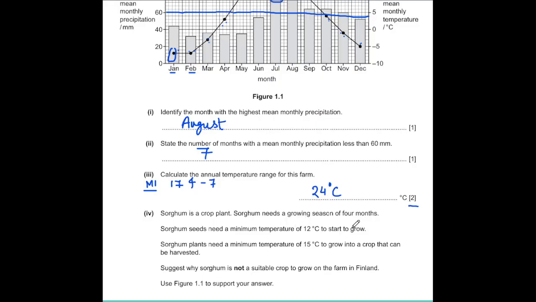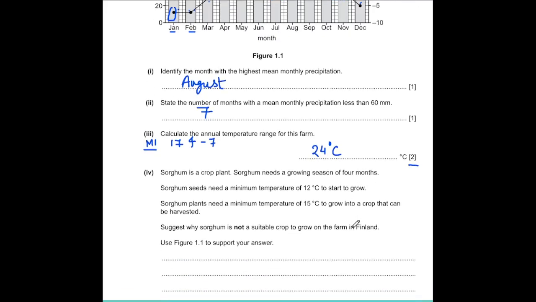Degree Celsius. Okay, the next one. Sorghum is a crop plant. Sorghum needs a growing season of 4 months. Sorghum needs a minimum temperature of 12 degrees Celsius to start to grow. Sorghum plant needs a minimum temperature of 15 degrees Celsius to produce a crop that can be harvested. So to grow it requires 12, and a minimum temperature of 15 to grow into a crop that can be harvested, that is, maturity is reached only at 15 degrees Celsius. Suggest why sorghum is not a suitable crop to grow on the farm in Finland.